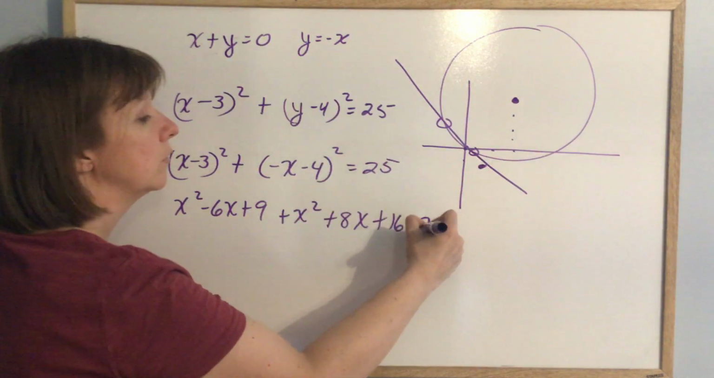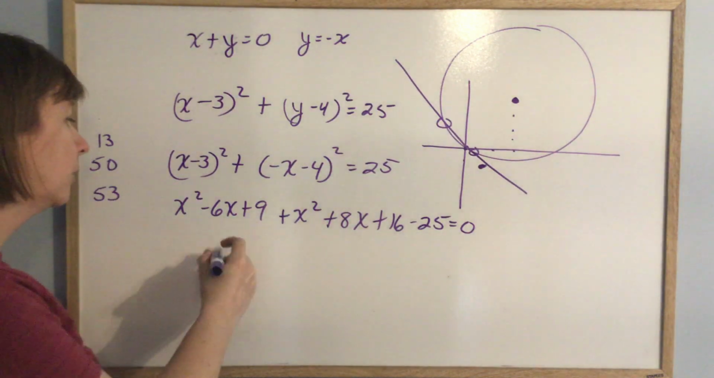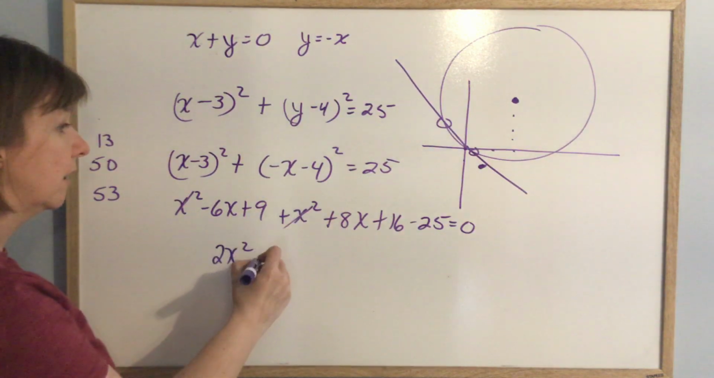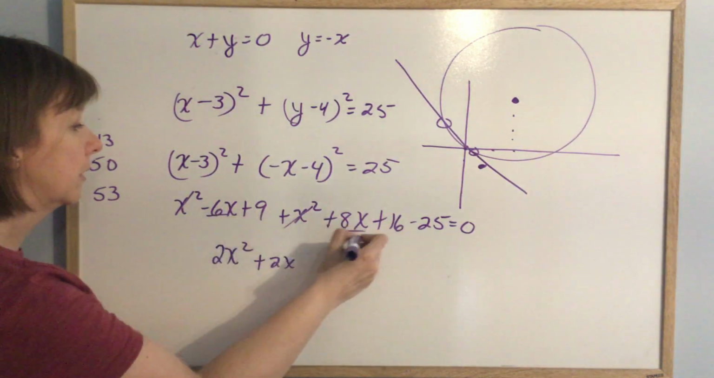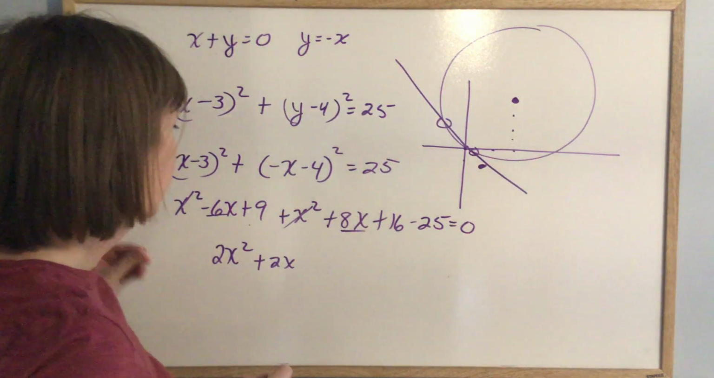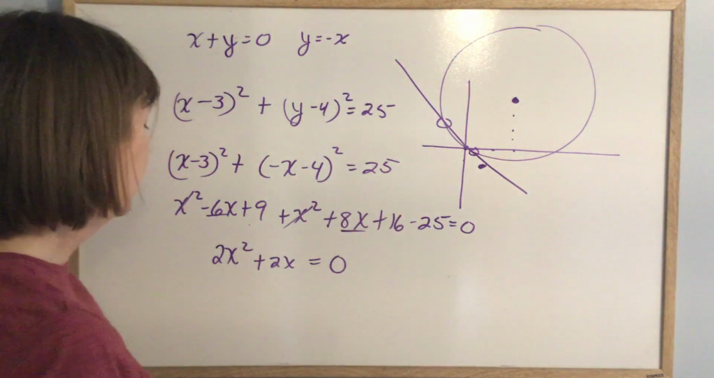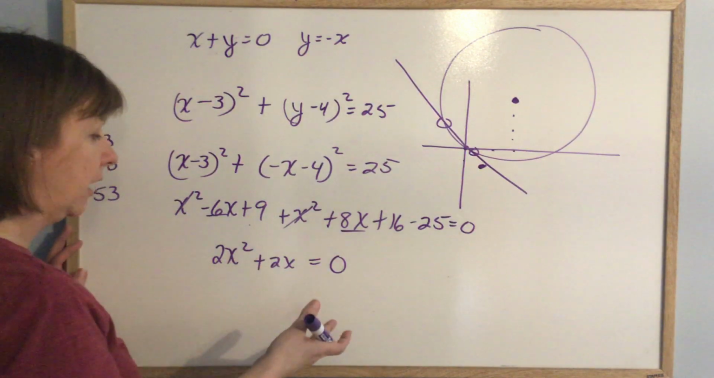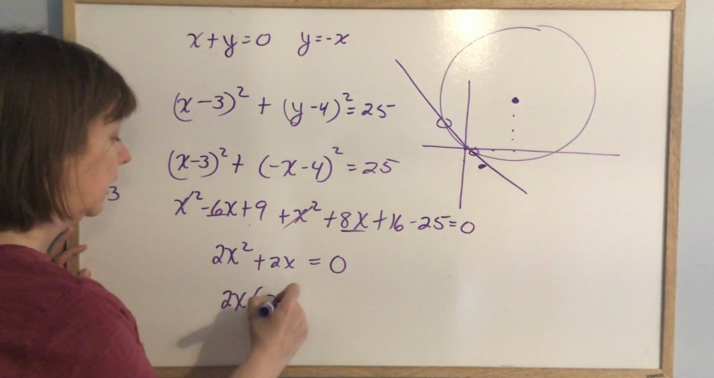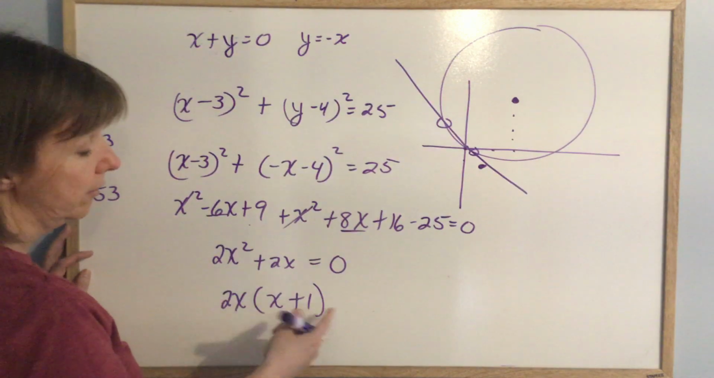I'm going to move the 25 over. Minus 25 is equal to 0. So I just did FOIL with that and FOIL with that. So I have 2x squared minus 6x plus 8x would be plus 2x. And then 9 and 16 is 25. Oh, that's handy. And 25 take away 25 is nothing. So that equals 0. So how am I going to factor that if it's not a trinomial? Well, I would take a 2x out as a common factor, and I would have x plus 1 left, right? If I take 2x out of here, I have an x. If I take 2x out of here, I just have 1.